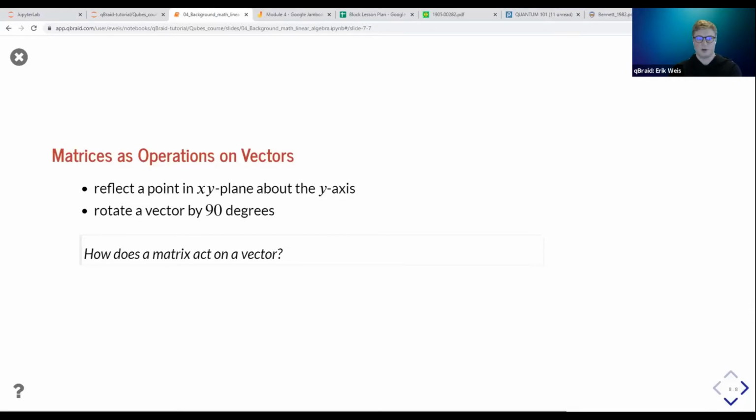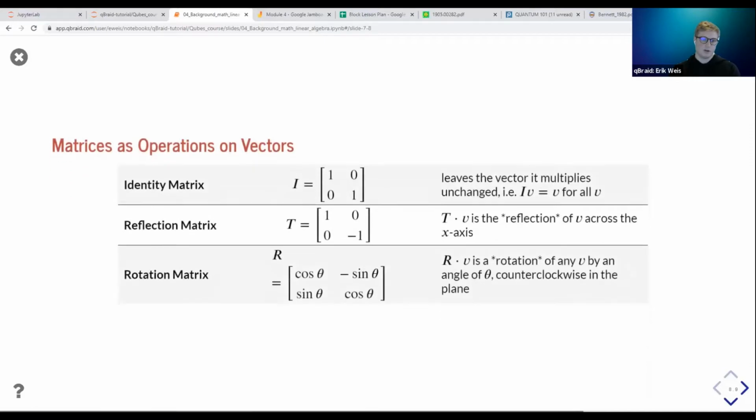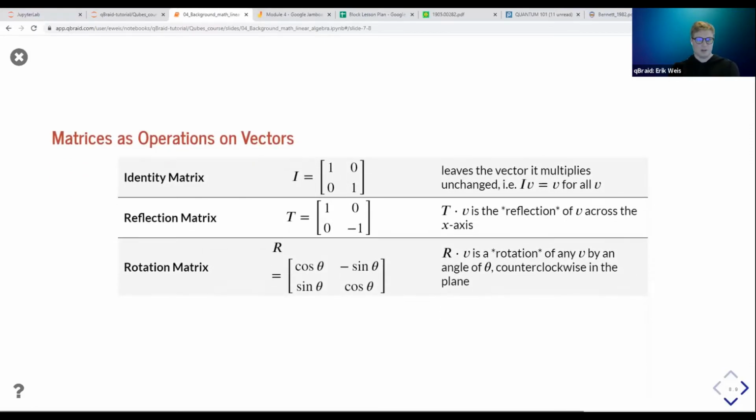For two-dimensional vectors, there are a few things we can think about. We could, for instance, reflect a point in the xy plane, which would be described by a two-dimensional vector x and y. We could reflect it about the y-axis. We could reflect it about the x-axis. We could rotate this point 90 degrees, rotate the vector. So how does a matrix affect the vector? There are a couple of interesting cases to start with.